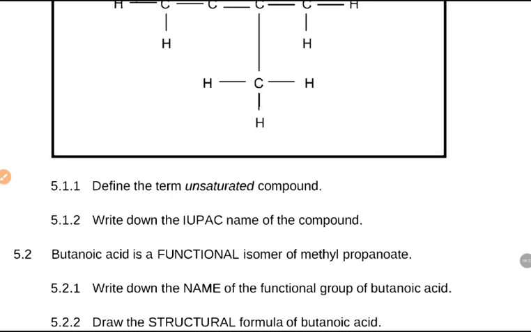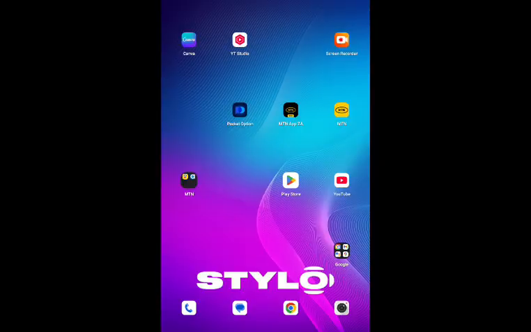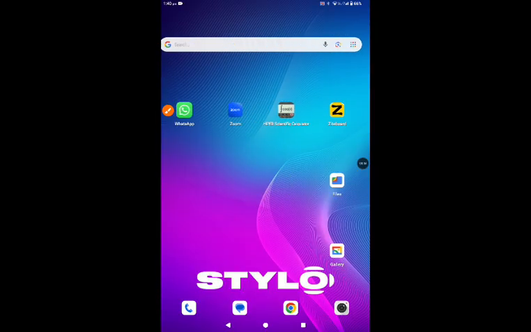butanoic acid is a functional isomer of methyl propanoate. Let's just talk about this a little bit. A functional isomer. When we talk about a functional isomer, we talk about compounds that have the same molecular formula but different functional group. I'm going to need you guys to pay close attention because I want to take you here. Oh, my sideboard is gone. Let me just go back to it.